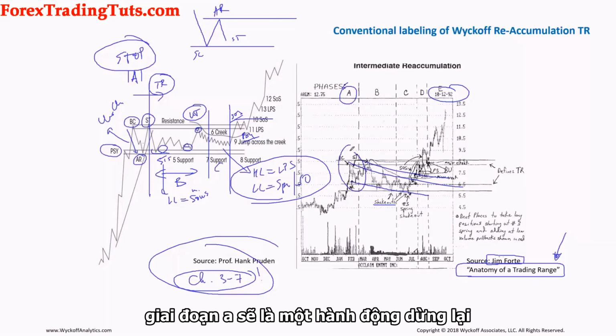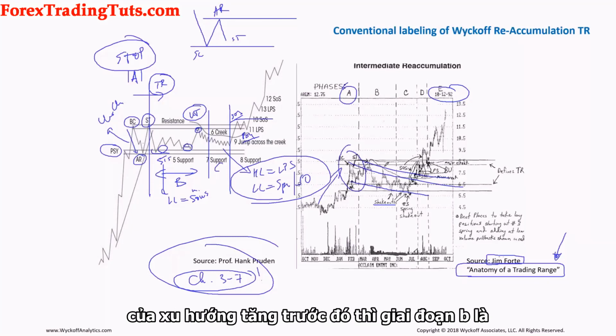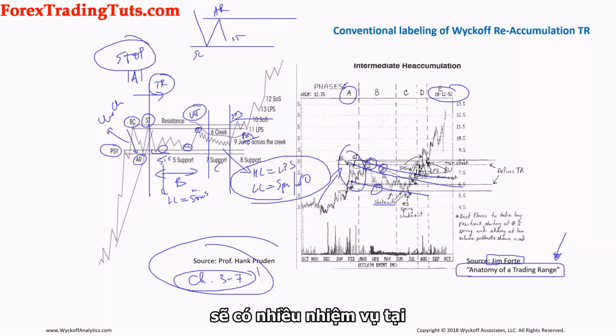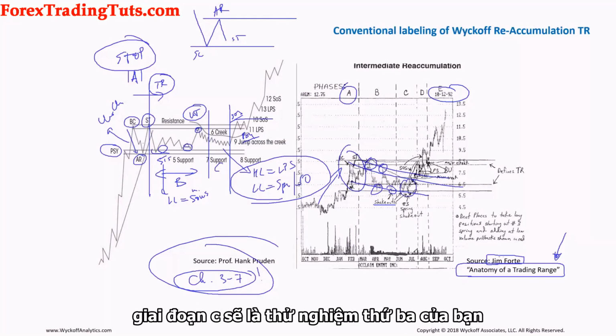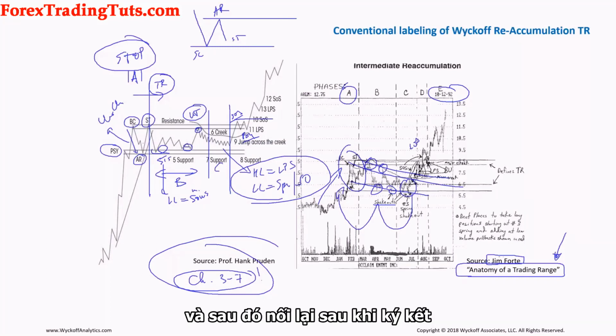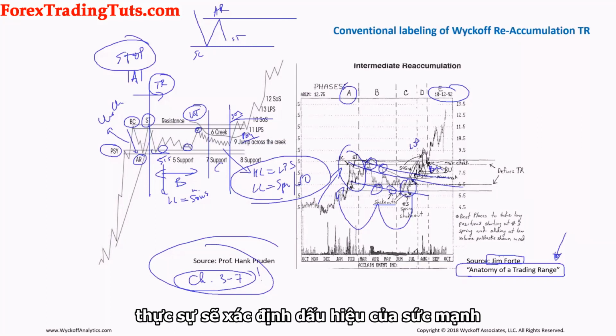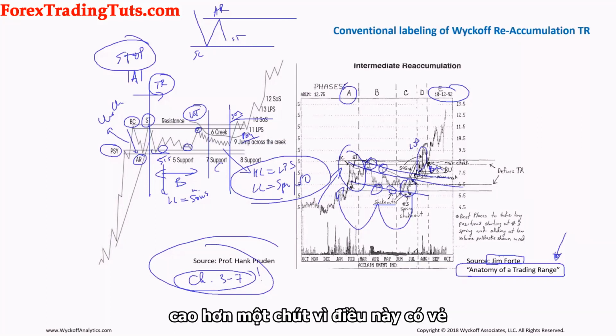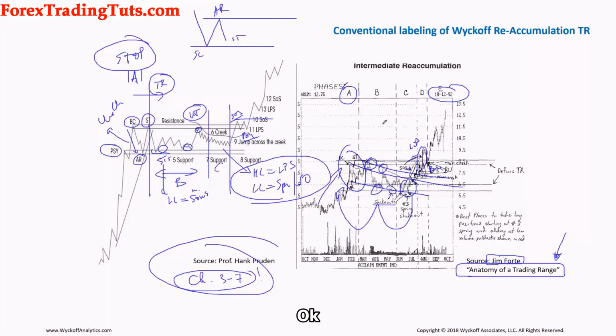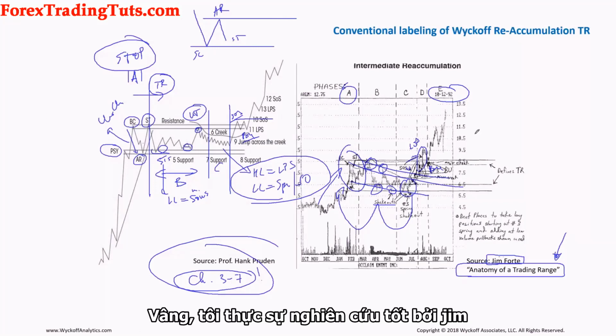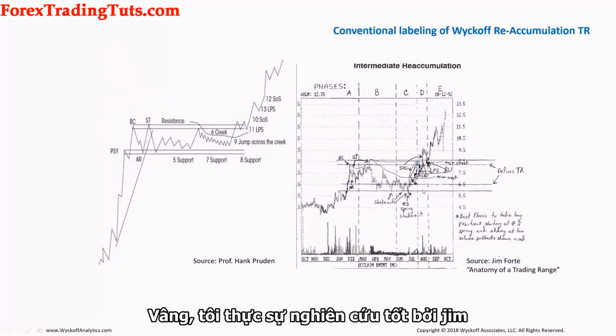Phase A is going to be a stopping action of the previous uptrend. Then phase B is going to be multiple tests at the support, at the resistance level. And then phase C is going to be your third test. And then the resumption after the sign of strength and the backing up action, I would actually identify a sign of strength a little bit higher because this looks climactic to me. Oh, he has two arrows here, so this is great. Okay, so yeah, really good studies by Jim.